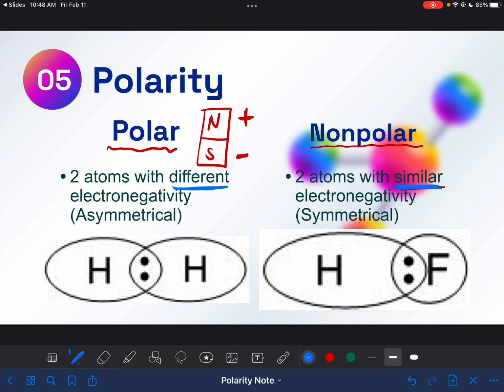If we look at H and H, is this polar or nonpolar? Well, the answer is going to be nonpolar. Why? Because it's symmetrical. If I draw a line in the middle, it's the same left and right. So that's why this is nonpolar. Now, for the polar one on the right side, we don't even have to draw the line because we have two different elements shown on the left and the right side. So we can definitely figure out that this is polar. Just remember, polar means different atoms. Nonpolar means similar atoms. Okay?